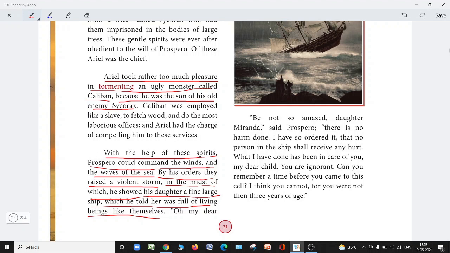Prospero commanded a violent storm in the middle of the sea, and he showed his daughter a large ship which was there in the sea in the midst of the violent storm. And he said that this large ship had a lot of living beings like themselves.